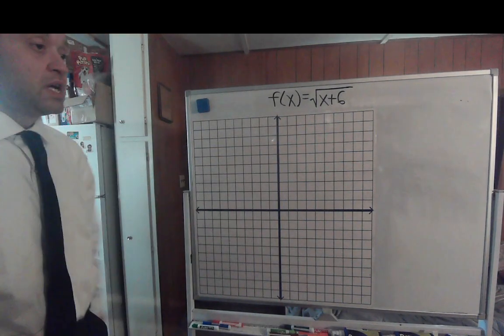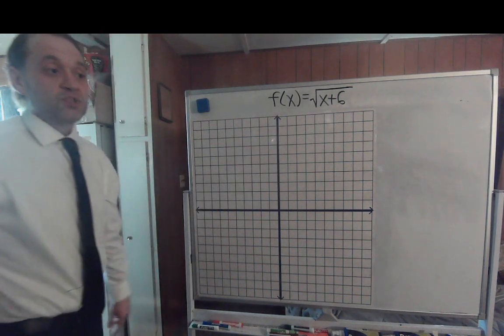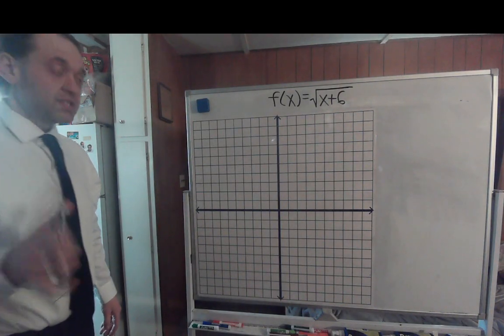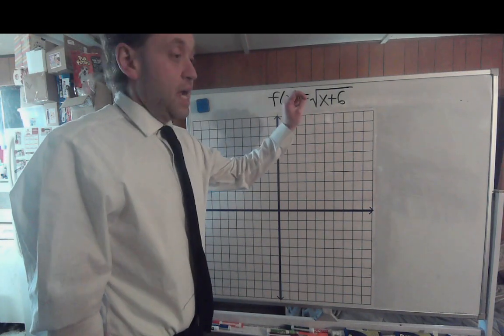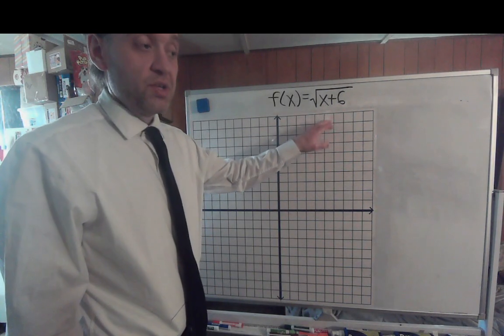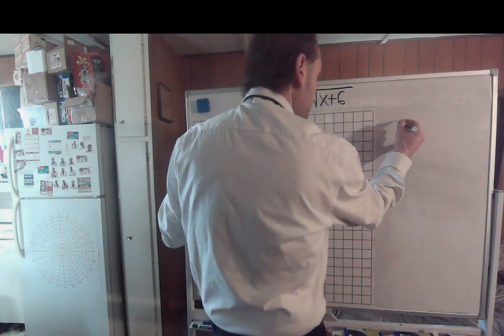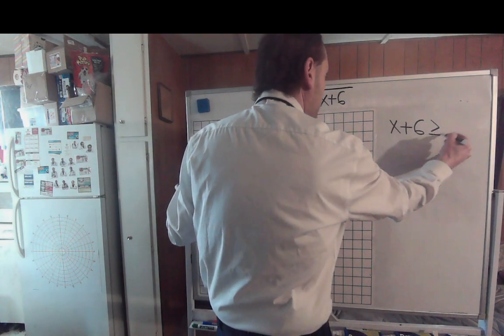Now, this time the plus is inside of the square root. So what is that going to do? Well, let's look at your domain, right? Any number inside of the square root has to be greater than or equal to 0, right? So take what's inside of the square root, that x plus 6, set it greater than or equal to 0.